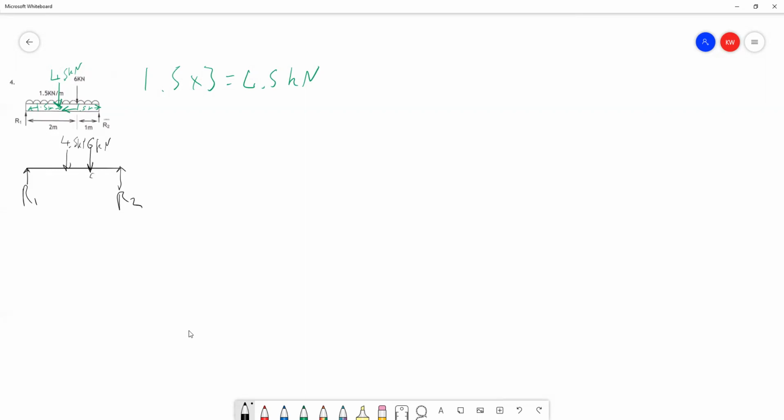So this is 1 meter away, and this is 1.5 meters away, and the implication is the rest of that is 2 for the 6 kilonewton force and 1.5 on the other side of the 4.5 kilonewton force. So we know what our beam looks like here.